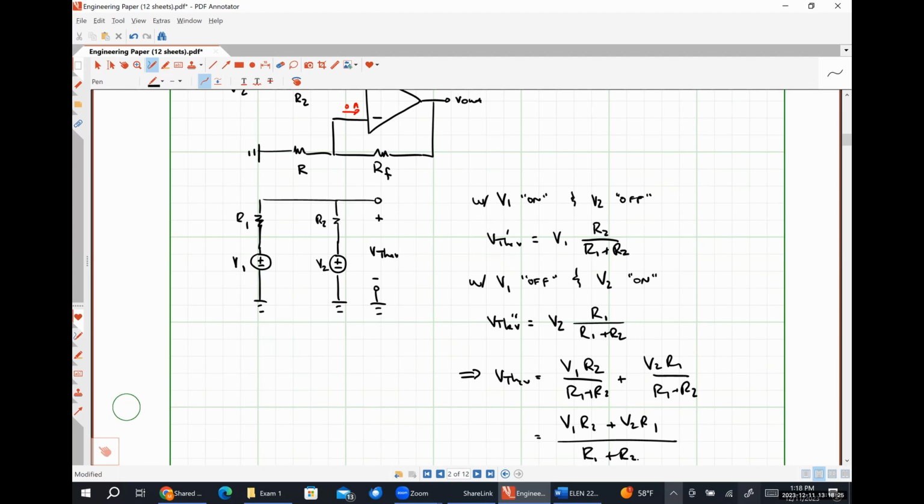So I still am going to wind up amplifying the sum of my input voltages, but they're scaled by these weird factors, right? So it's not nearly as easy to determine how the output signal is going to work. And for every subsequent branch that I put on this thing, this gets more and more difficult, because if I had a third branch, then this VThev prime would be V1 times R2 in parallel with R3 in parallel with blah, blah, blah, divided by R1 plus R2 in parallel with all of that other stuff, right?